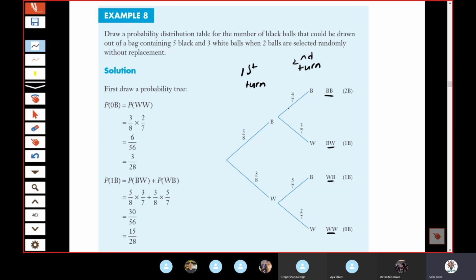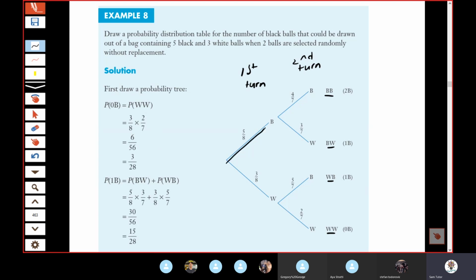5 out of 8 times 4 out of 7 would give you the option for 2 blacks. 5 out of 8 times 3 out of 7 would give you 1 black. 3 out of 8 times 5 out of 7 would give you again 1 black. And then white would be 3 out of 8 times 2 out of 7. So 0 blacks would just be the last one, what I just said: 3 over 8 times 2 over 7, just plug it into your calculator, get an answer.